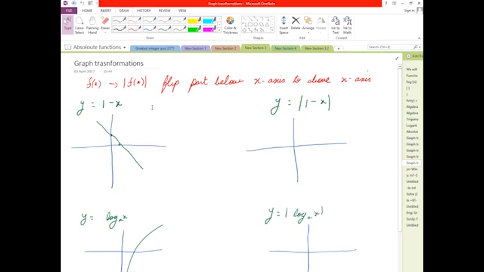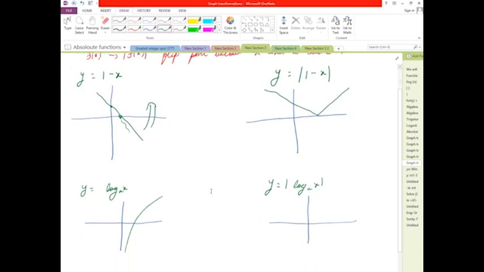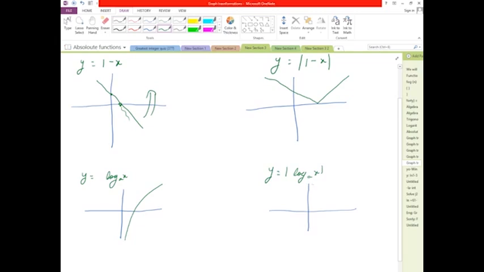And we have one more, which is if we take the mod of the entire function, then you just flip what is below the axis above the axis. So it's a bit different. You just take whatever is below the axis and flip it above. So from this point onwards, you flip this part above. So if y equal to 1 minus x was this, y equal to mod of 1 minus x will be of this form. We have just taken what was below and flipped it above. Same way, if y equal to log x is like this, y equal to mod log x will be like this.